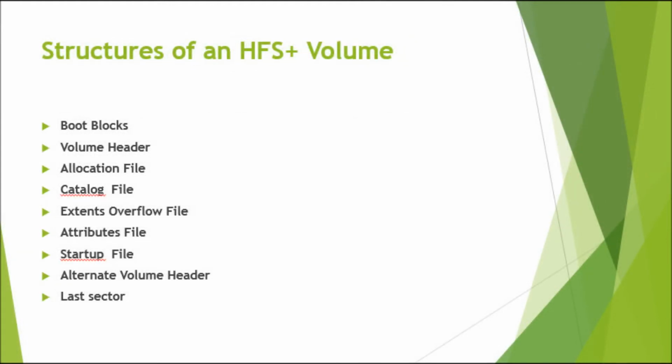Structures of an HFS Plus volume. First, boot block. Second, volume header. Third, allocation file. Fourth, catalog file. Fifth, extents overflow file. Attributes file. Startup file. Alternate volume header. Last sector.